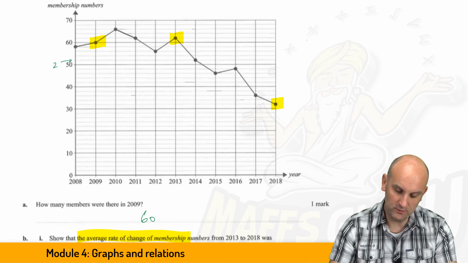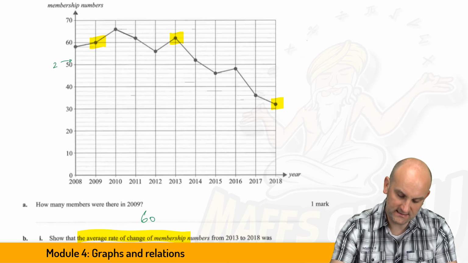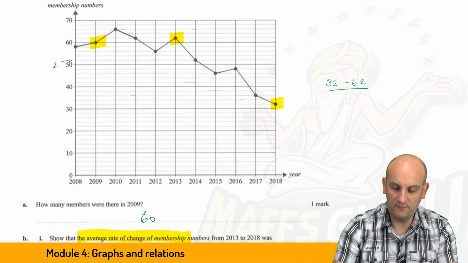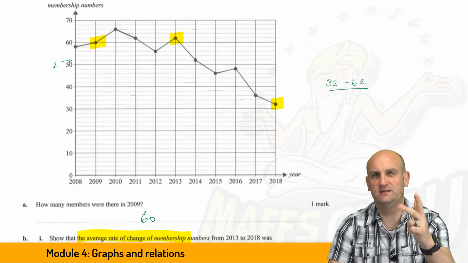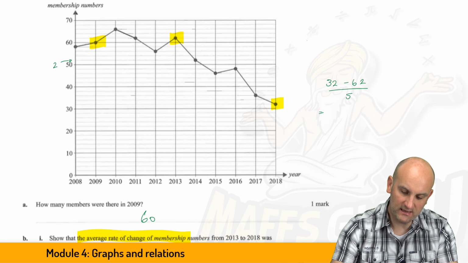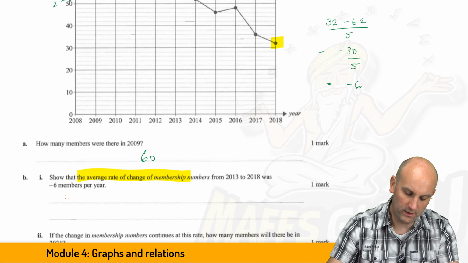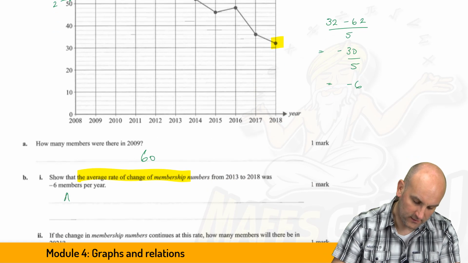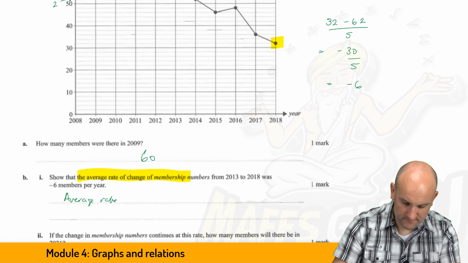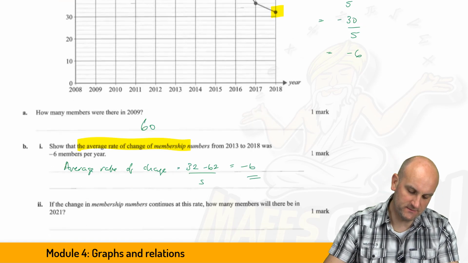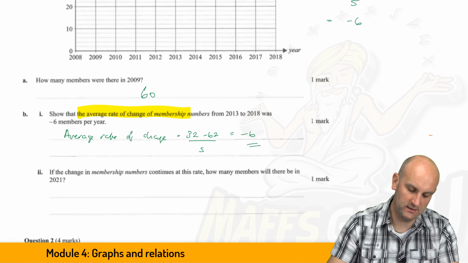So the first thing is, let's say 2013 to 2018. 2018 worked out to be 32. This value here was 62. And I'm going to divide that by my number of years, which is 13, 14, 15, 16, 17, 18, which is 5. So that gives me minus 30 divided by 5, which just happens to be minus 6. So realistically, the average rate of change is equal to 32 minus 62 on 5, which gave me minus 6. Job done. If the change in membership numbers continues at this rate, how many members will there be in 2021?